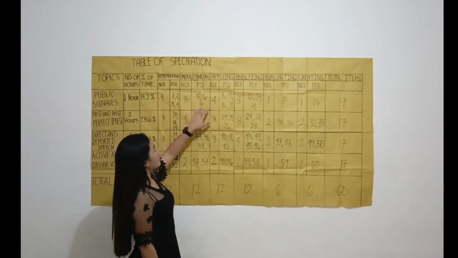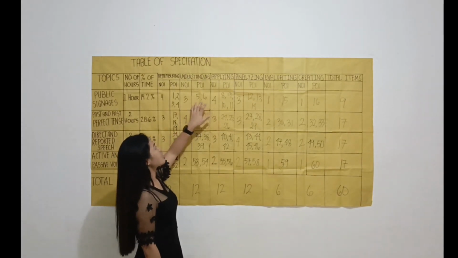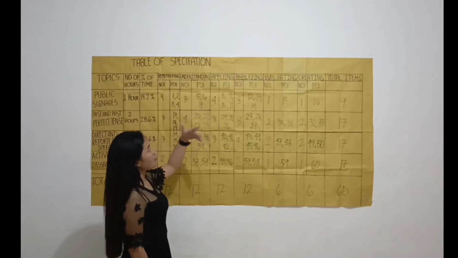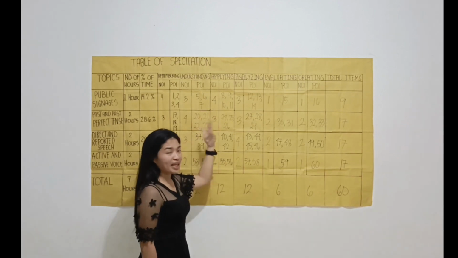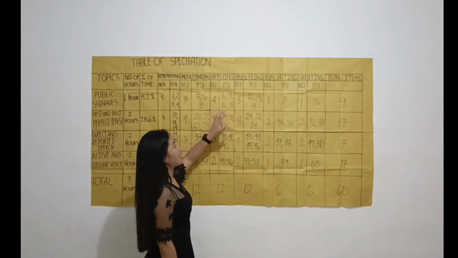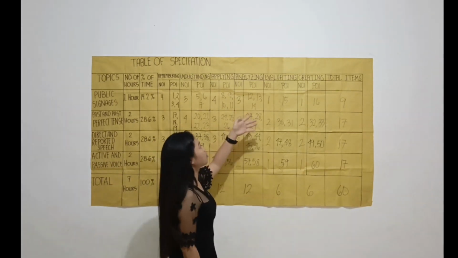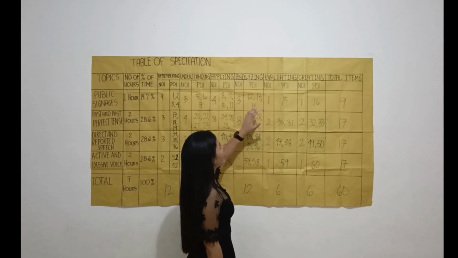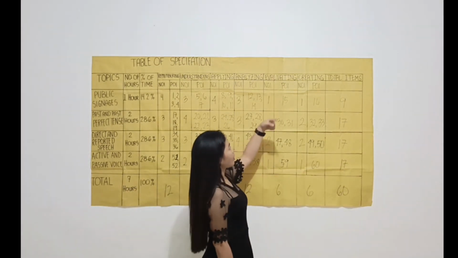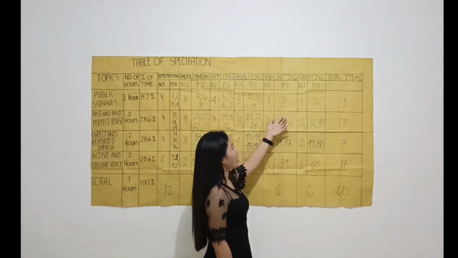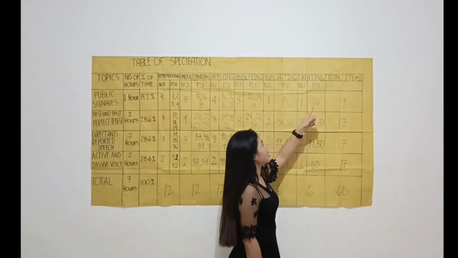Then for understanding, we will have 3 items, which will be placed in numbers 5, 6, and 7. As for applying, we will have 4 items, placed in numbers 8, 9, 10, 11. And for analyzing, we will have 3 items, placed in 12, 13, 14. For evaluating, we will only get 1 item, placed in number 15. And for creating, we also have 1 that will be placed in number 16.